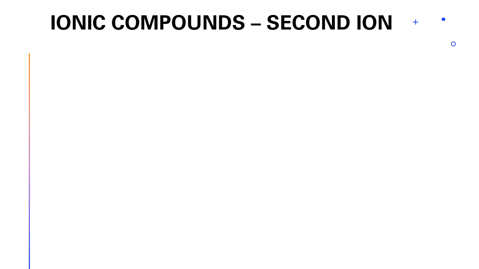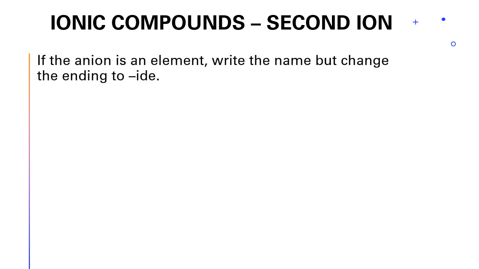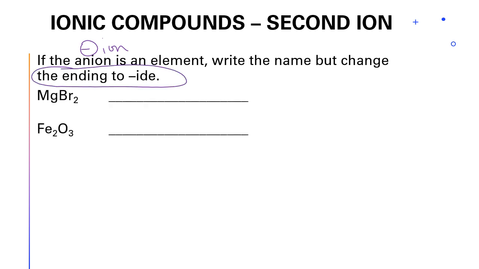So for the second ion in the ionic compound, it can be an element. If the anion, remember the anion is the negative ion, the cation is positive, we're going to write the name but change the ending to "ide." So if we had Mg, remember we just learned a minute ago that that was magnesium, and then Br2, my second element is Br2. So since this is just the element bromine, I'm going to write bromide. So that will be magnesium bromide.